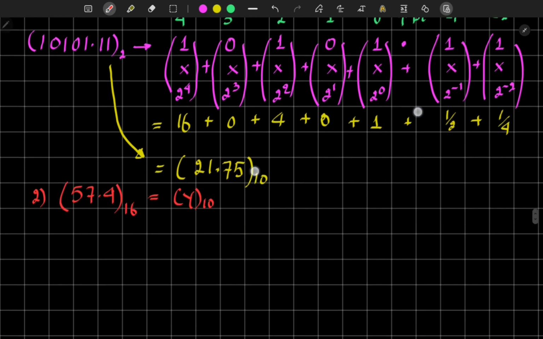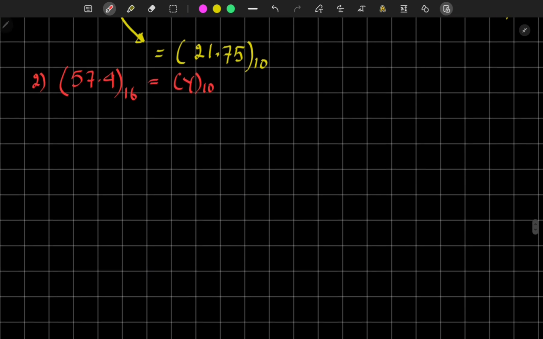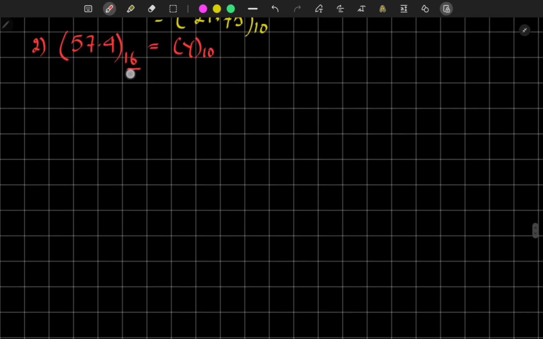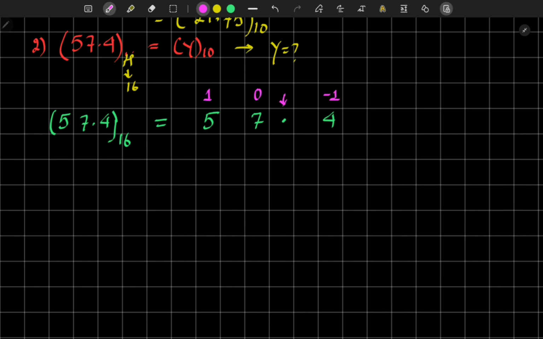Now we have another example, 57.4 in base 16. We can write here H also, because H stands for hexadecimal, and we have the base as 16, into decimal numbers, and we have to again find the value of y. Again rewriting this number in integer part and fractional part along with their weights. So this is the point, and it has 0 weight, this has the weight of 1, and this has the weight of minus 1.